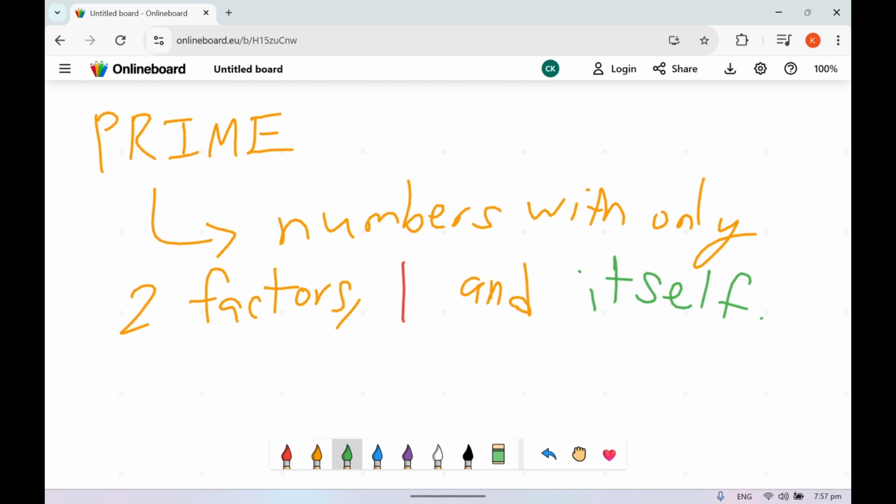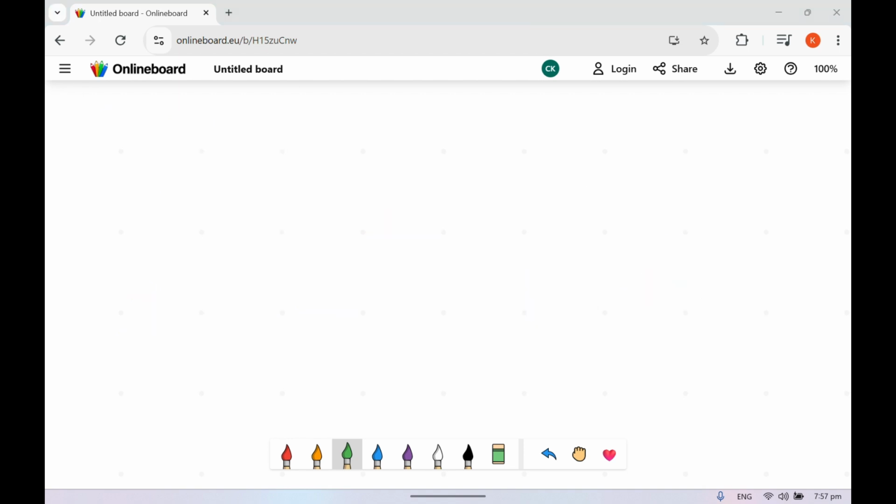So now let's try to come up with as many prime numbers as possible. Let's go through some prime numbers. 2 is a prime number. 3 is a prime number. Is 4 a prime number? No, because 4 can be 1 times 4 and also can be 2 times 2. So you get what I'm trying to say? 5 is a prime number because it's only 1 times 5. 6 isn't because 6 can be 2 times 3. 7 is. 8 isn't. 9 isn't because 9 is 3 times 3.